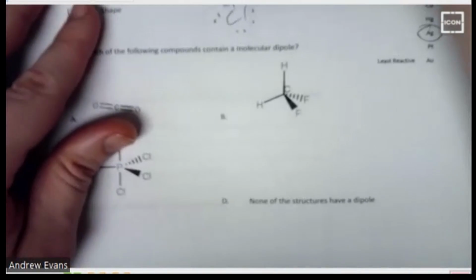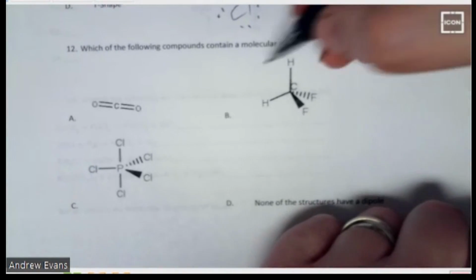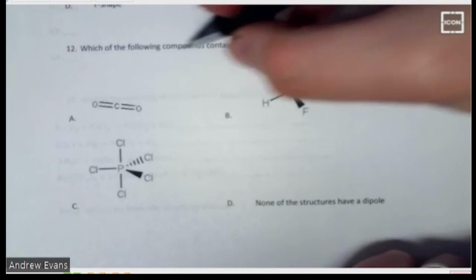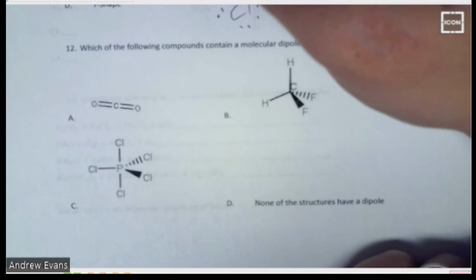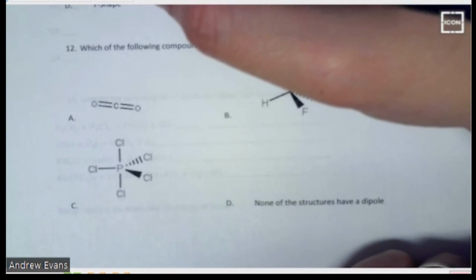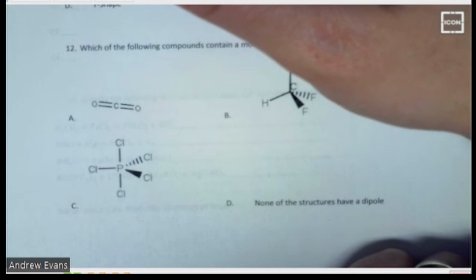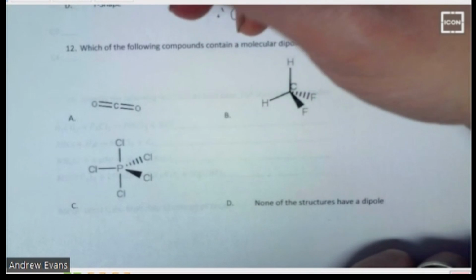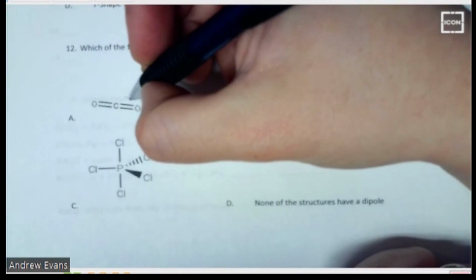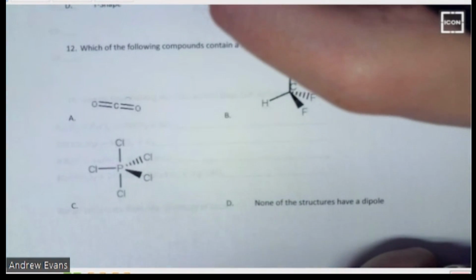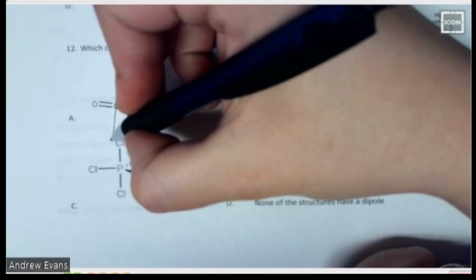Number 12, the last one on this page. Which of these compounds contains a molecular dipole? So we need a polar element and a degree of asymmetry where it's not the same on both sides. All these guys have polar elements. However, the question is whether they have symmetry. This one has a mirror plane right in the middle, so that one's out.